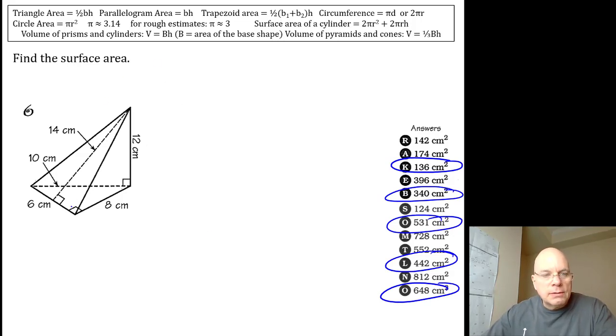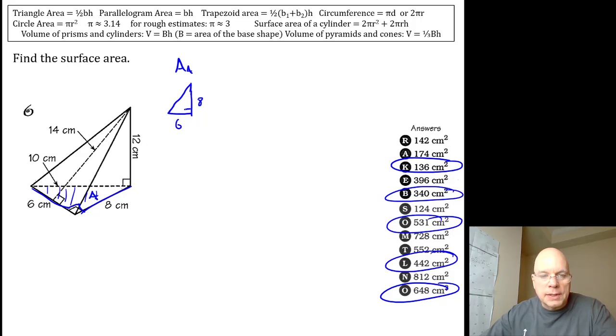Find the surface area. No other directions. This base shape is a right triangle, so I can use these legs as my base and my height. Let's call that A to be consistent. We've been calling our base shape A. The area of A, the area of this right triangle.